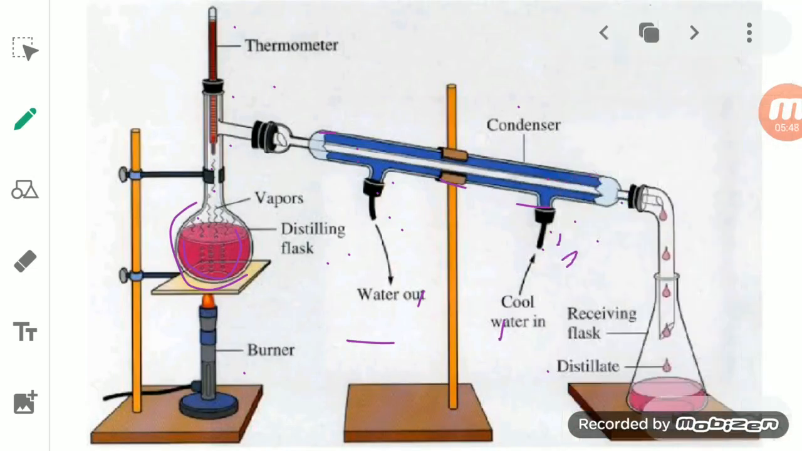So cool water in. You can see in this condenser one more pipe is there, and that's why the vapor which is coming to it does not get mixed with the water which we are providing in the condenser. So this is a separating pipe. You can see here the white color, and the blue is the other pipe.